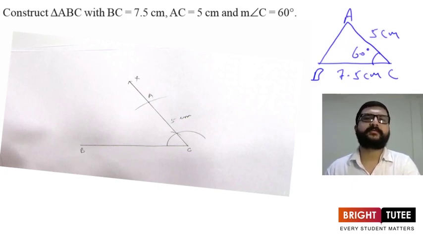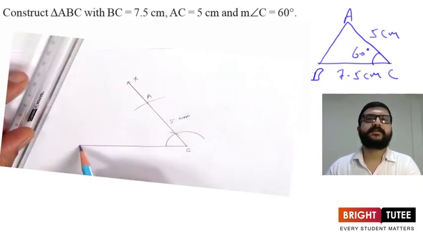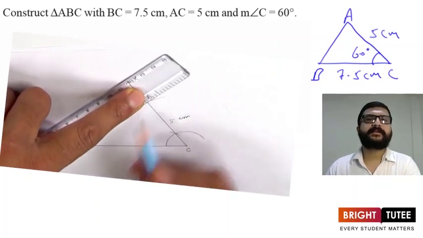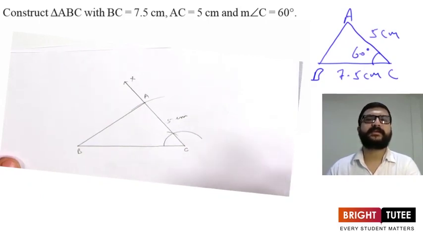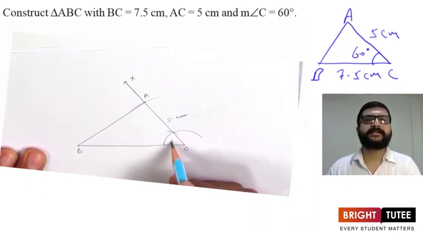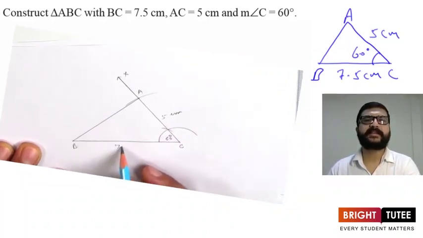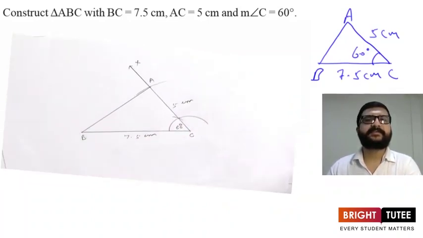So now we got point A also, and AC has to be 5 centimeters. That is, this is 5 centimeters. This length of AC is 5 centimeters. Now we are left with only one step, that is join AB. In the steps of construction also we will write the same step, join AB. So now we are ready with the triangle ABC, in which BC is 7.5 centimeters, AC is 5 centimeters and the angle between them, that is angle C, is 60 degrees.